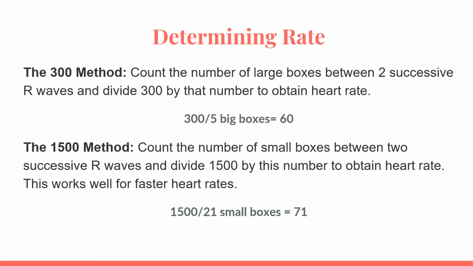These two are just an FYI. I don't think you'll ever use this, but there are other ways to manually count the heart rate. One would be to see how many big boxes are between R waves and divide that number into 300. The other, more accurate way is to count the number of small boxes between 2 R waves and divide that into 1500. So the example here is if I have 5 big boxes, I divide that into 300, that gives me an approximate rate of 60. And then small boxes are your most accurate. So hypothetically, if I have 21 small boxes, that always gets divided into 1500, and that gives me a rate of 71.